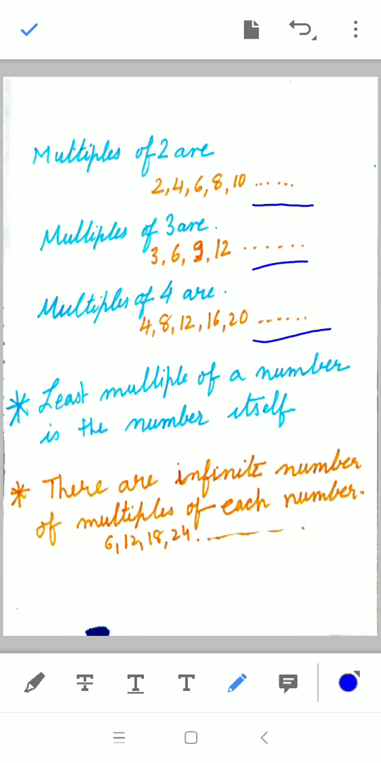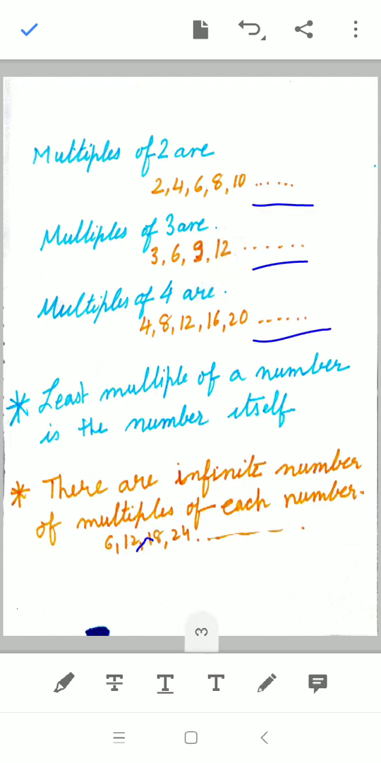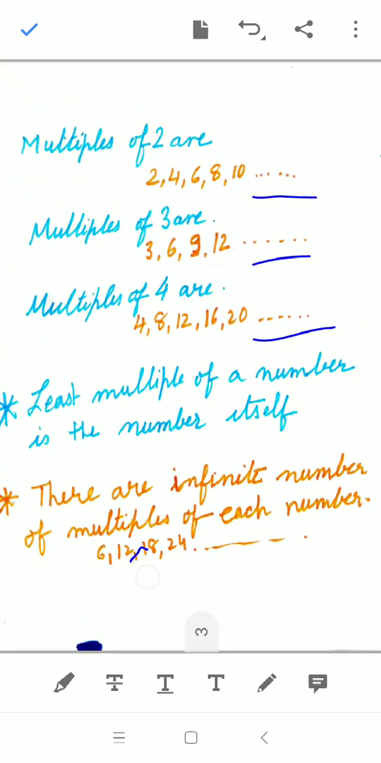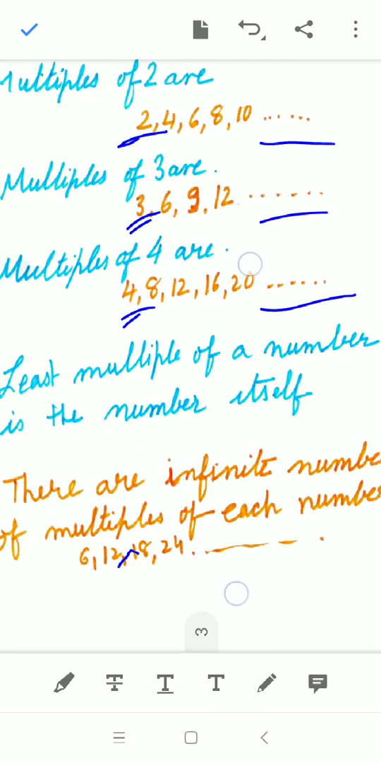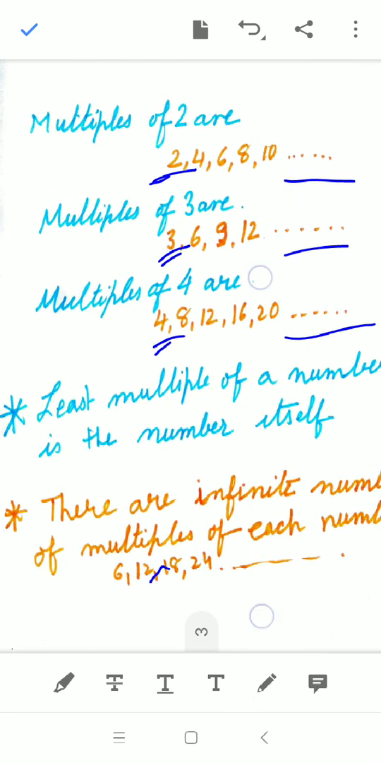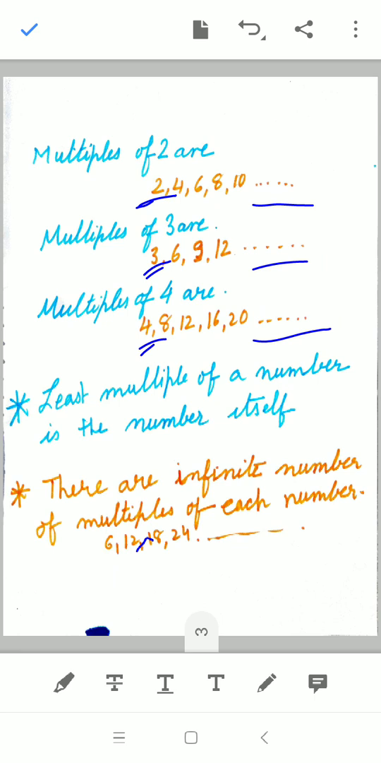So there are important properties of multiples here. The least multiple of a number is the number itself. Like the smallest multiple of 2 is 2. Multiples of 3, smallest is 3. Multiples of 4, smallest is 4. So the first property tells us that the least multiple of a given number is always the number itself. If I ask the least multiple of 12, it is 12.